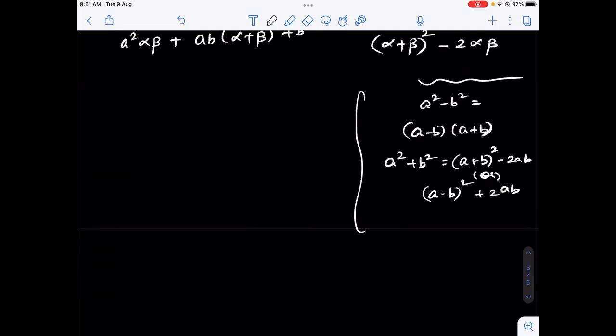Both are the same. What is (a minus b) the whole square? It is a square plus b square minus 2ab. You are adding 2ab. So these are the two ideas which you can have in your mind.